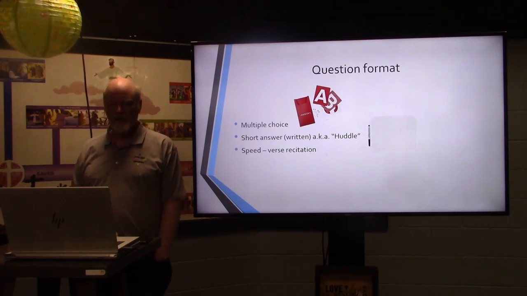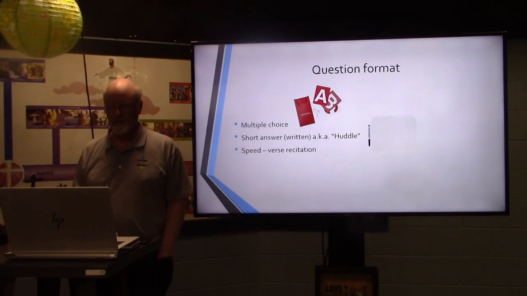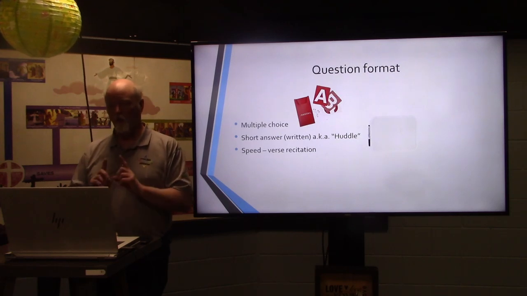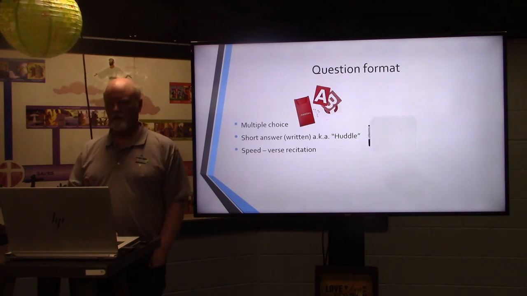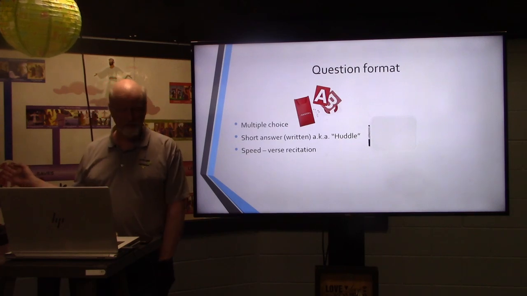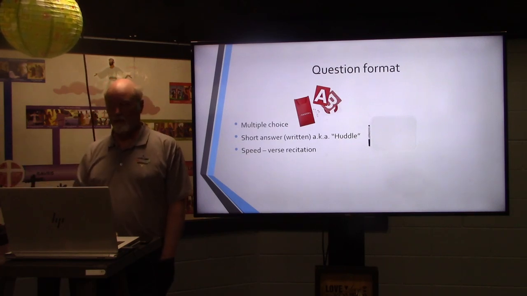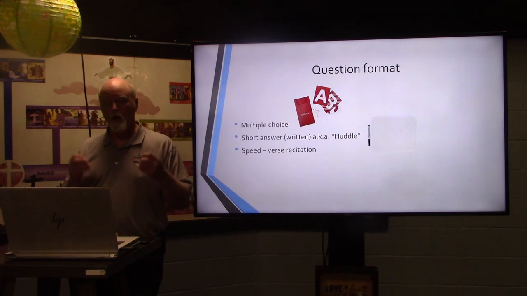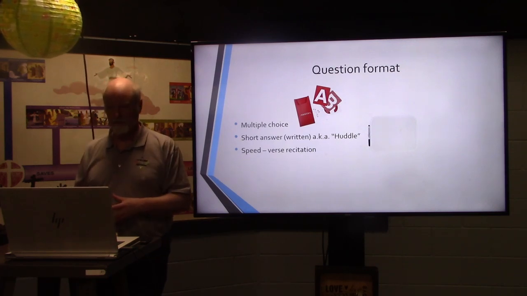All right, so the short answers, also known as huddle, they will be writing their answer on the whiteboard with a dry erase marker. Every team will have one whiteboard, one dry erase marker, which we will replace if it happens to dry out, and one eraser. They are to write the answer. So the question would be something to the effect of, according to Genesis 1:1, what did God create?